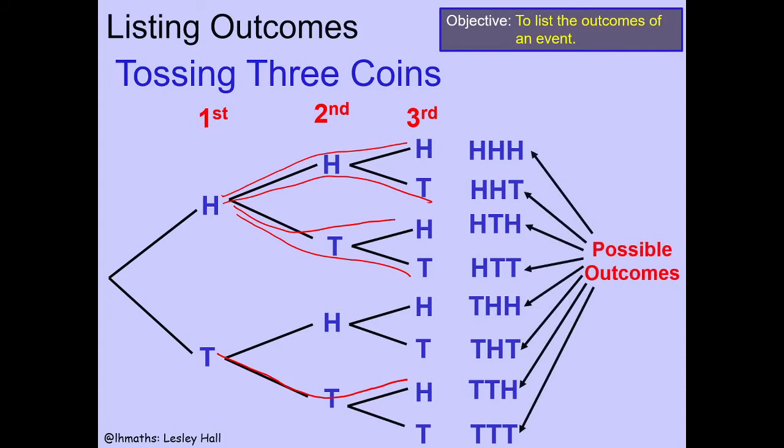And how many outcomes are there? You count. How many outcomes are there? There are 8 possible outcomes. Okay? Are there any questions about tossing 3 coins? Okay, there's no question at all.